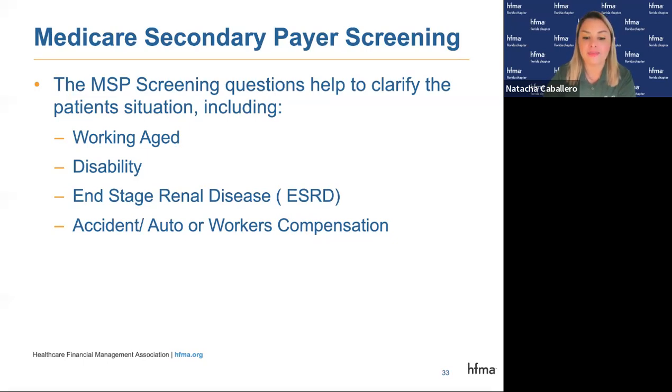And lastly, if the patient has liability coverage due to either an auto accident, workman's compensation, or premise accident, then the liability coverage must be billed first. If a patient has an accident in their own home, the liability would not apply and Medicare would then be primary.